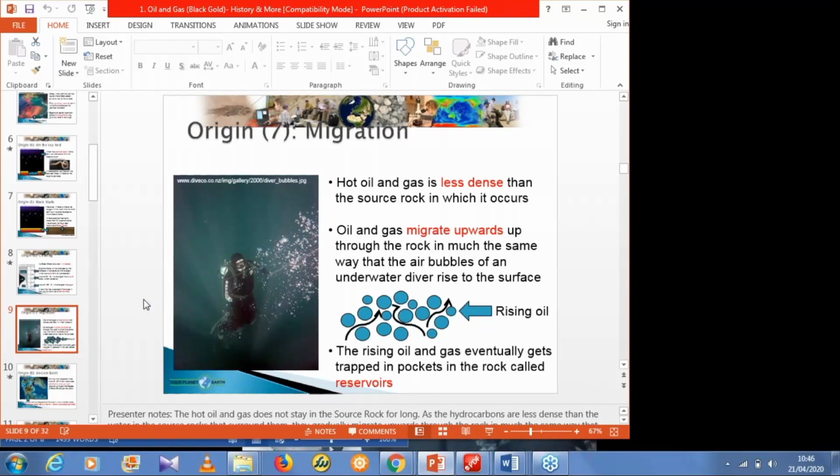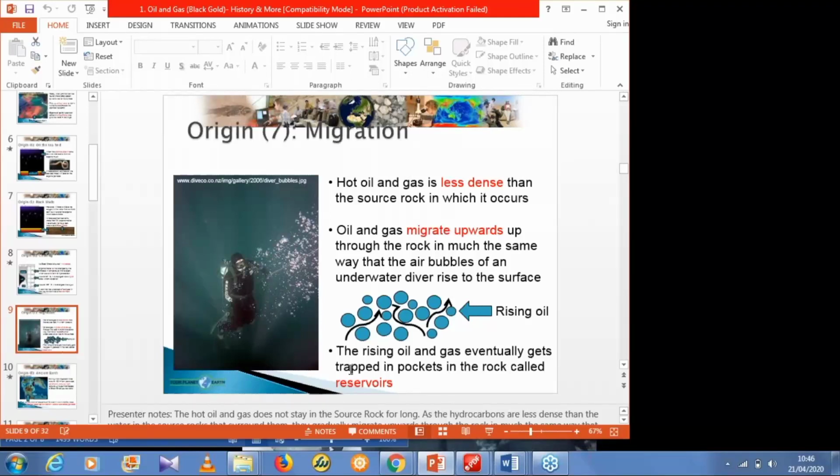So that's how we have the oil and gas migrating upward through any crannies or little pores that are within this rock sediment, so rocks beneath the ocean body. Now, the rising oil and gas eventually gets trapped in pockets.